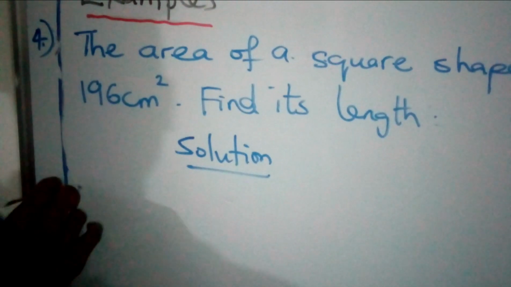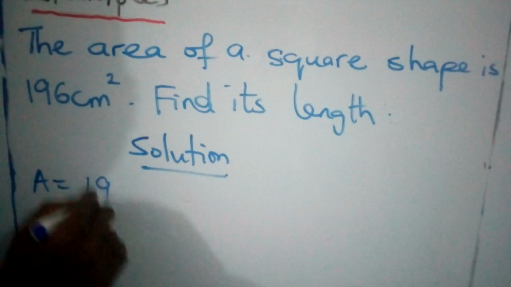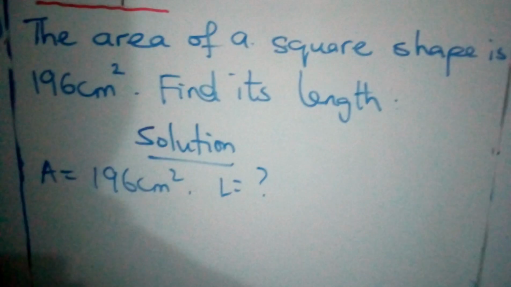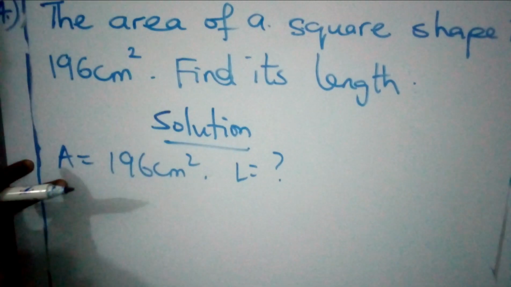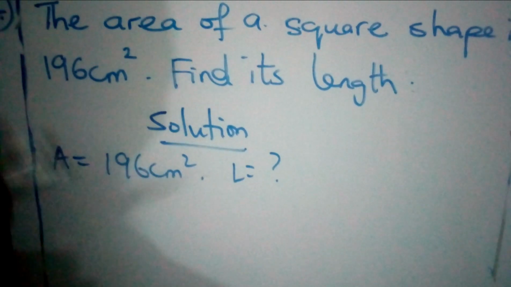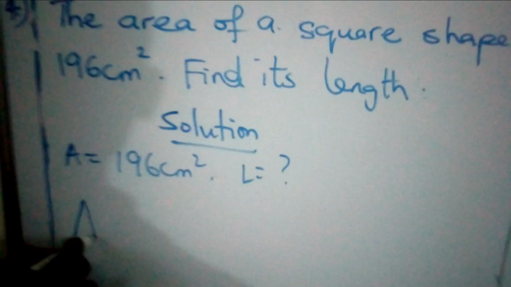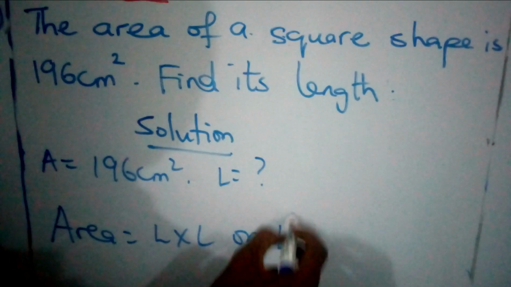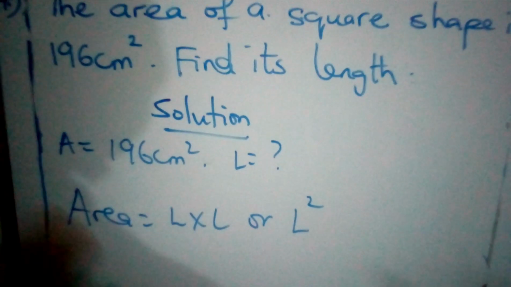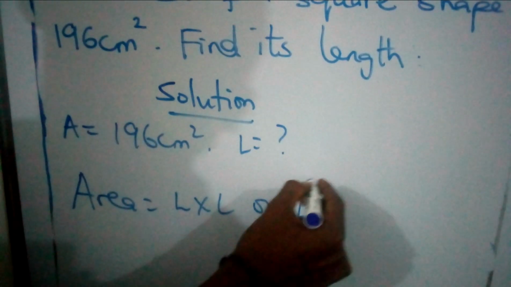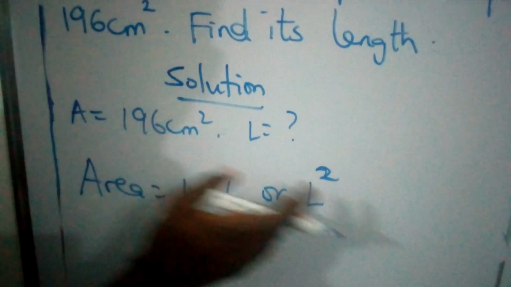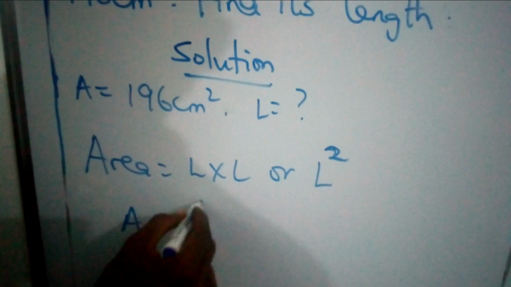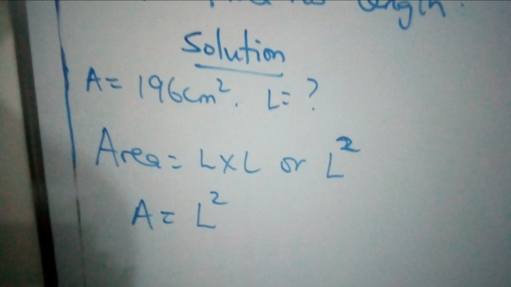What's given in the question? Dimension given is area. Area is given as 196 centimeters squared, but length is not given. That's what we have to find. So since area is given, that means we are dealing with the area of a square. And the formula for area of a square is length times length, or length squared from our knowledge of algebra. We've learned algebra in class. So area equals length times length, or length squared. So we can as well say area is length squared.